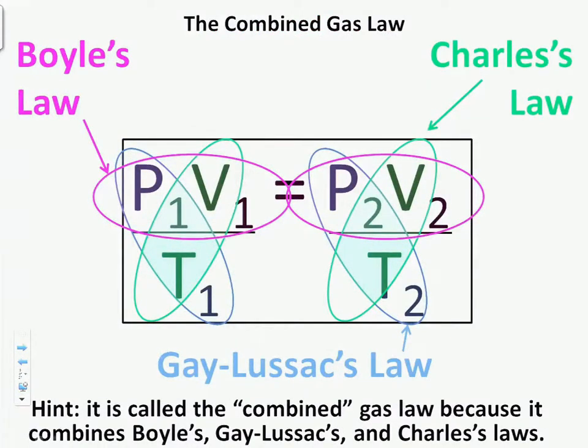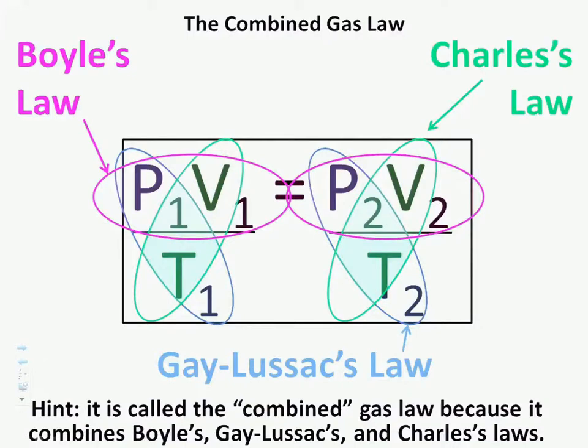Okay, so now, combined gas law. I call this the combined gas law because, hint, hint, hint, it combines Boyle's law, which is what you see circled in pink. Charles' law is in green, and then Gay-Lussac's law is circled in blue. But basically, P1 V1 over T1 equals P2 V2 over T2. This combines all of the gas laws that we're ready to talk about, except for the ideal gas law, but in a way it combines that as well.